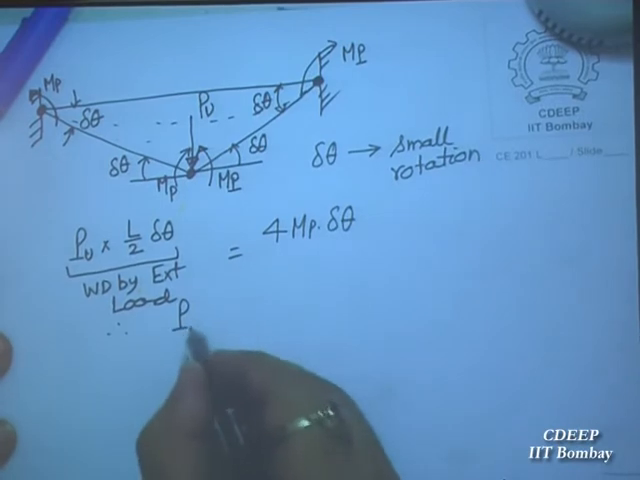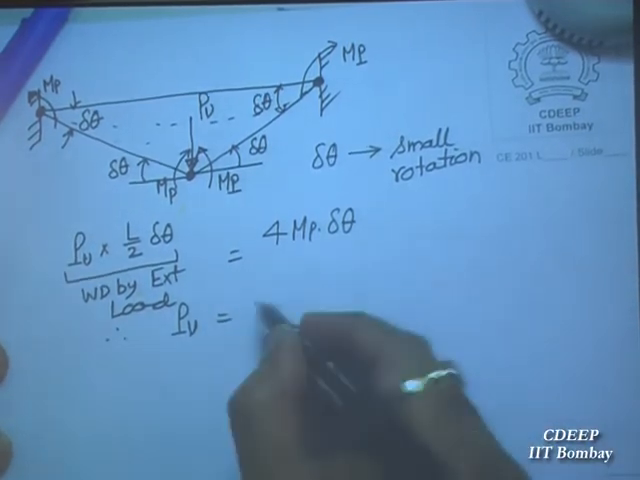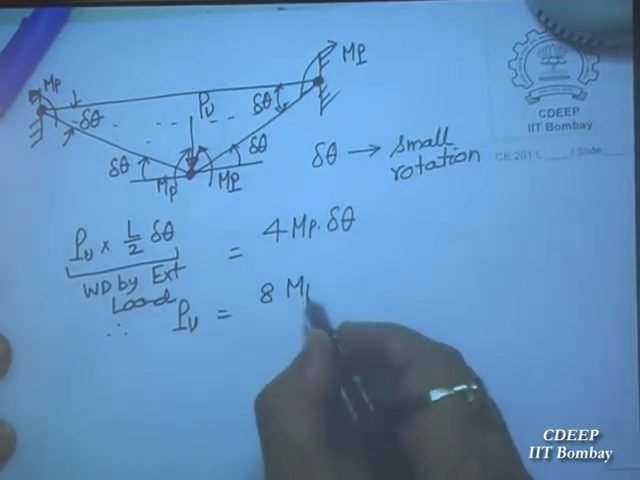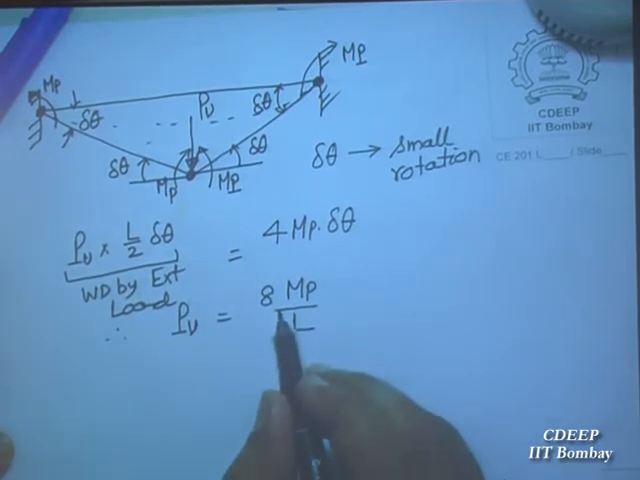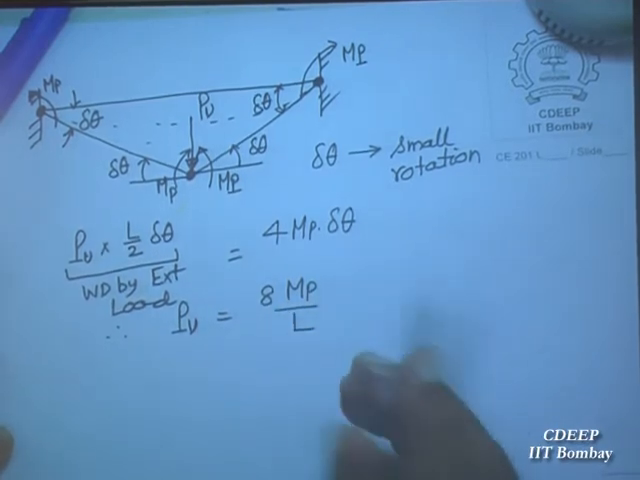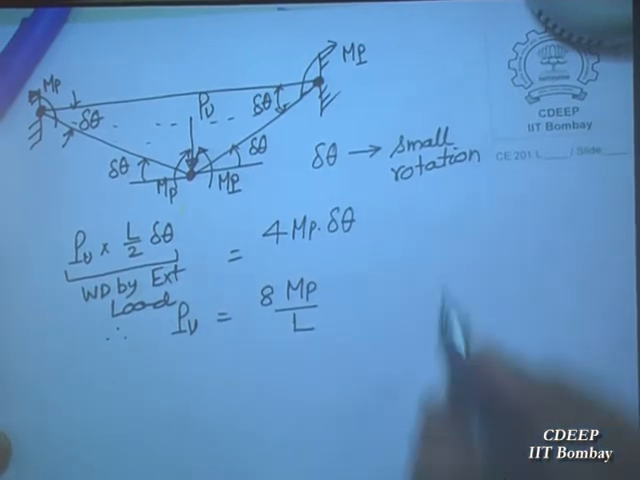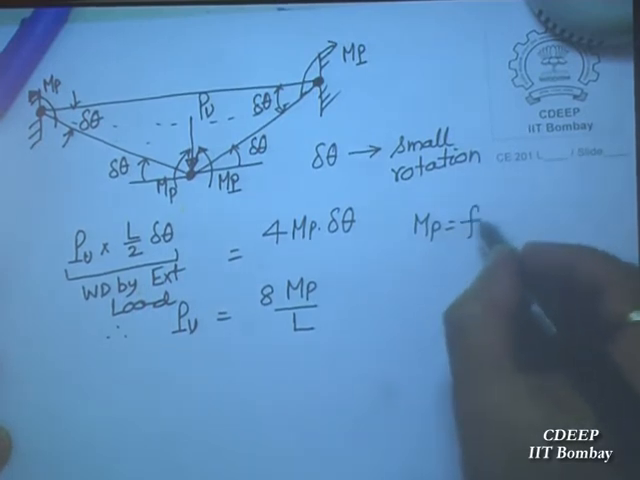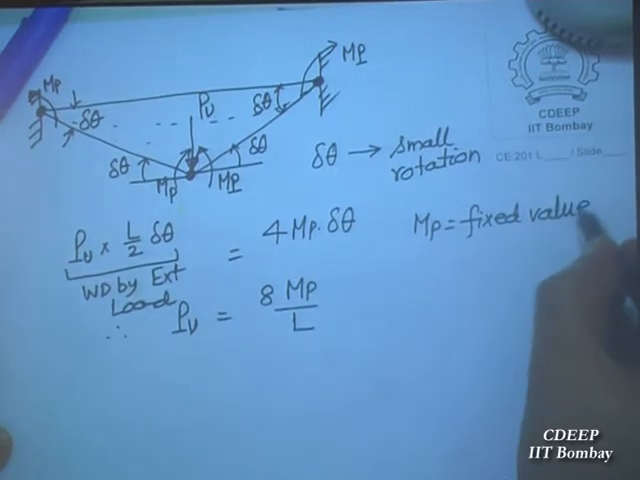So therefore, Pu equal to how much? 8 MP by L. How much was the earlier one? How much was it first? So now this is 8 MP. See, MP is fixed. The value of MP is fixed. What is the fixed value? The cross-sectional plastic moment. This is fixed.